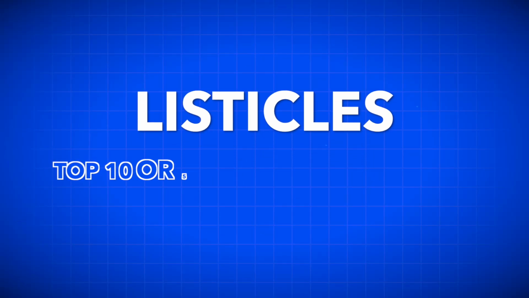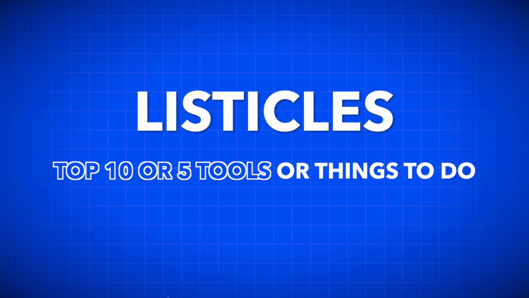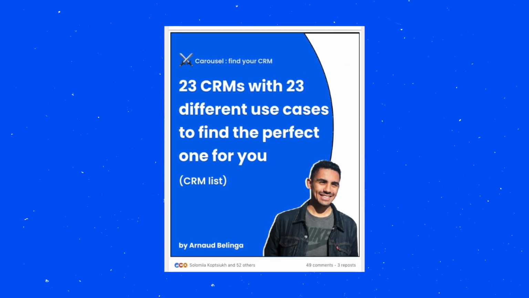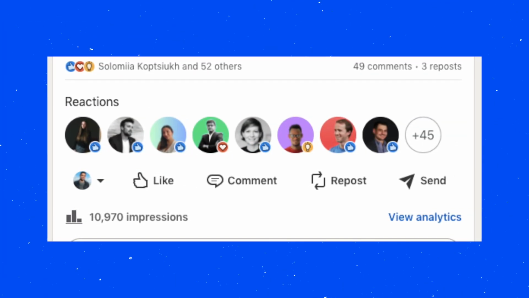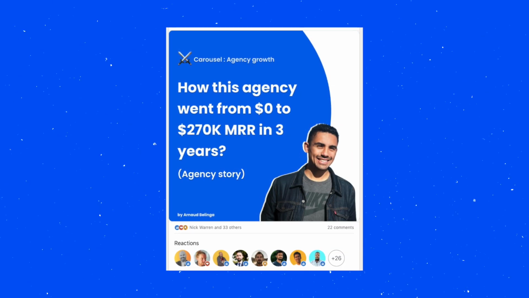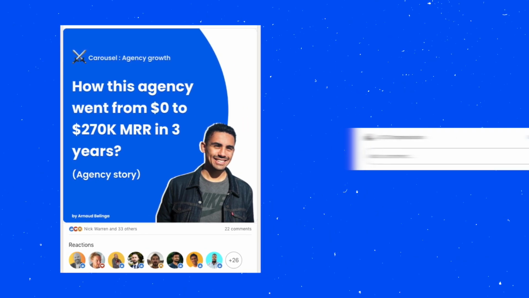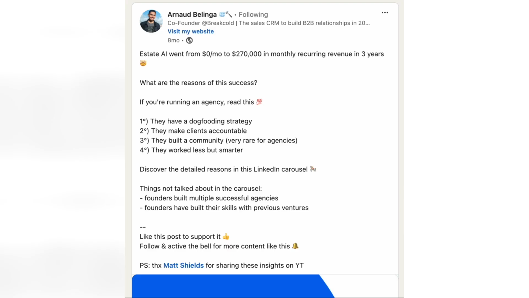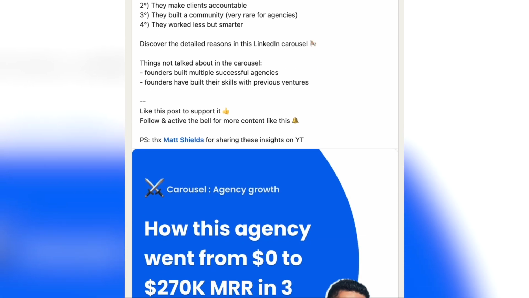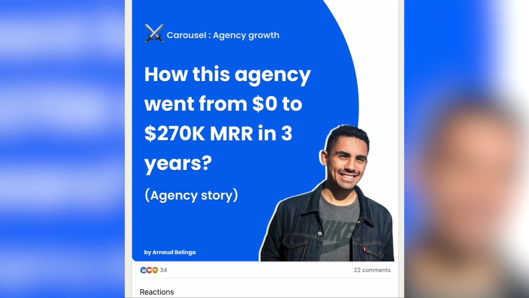First, you have listicles, which are carousels where you can make a top 10 or top 5 of tools or things to do. For example, I made this listicle, 23 CRMs with 23 different use cases, where I listed different CRM software, including mine. Then you have success stories posts where you can share case studies you have or someone else's success. For example, I did a story of an agency that went from $0 to $270,000 per month in monthly recurring revenue in just 3 years.